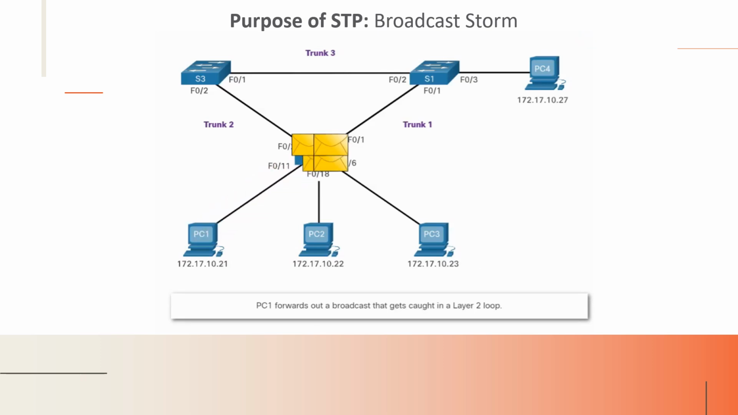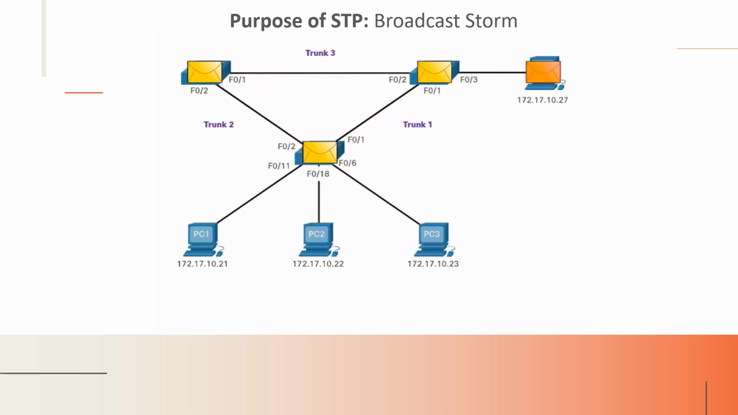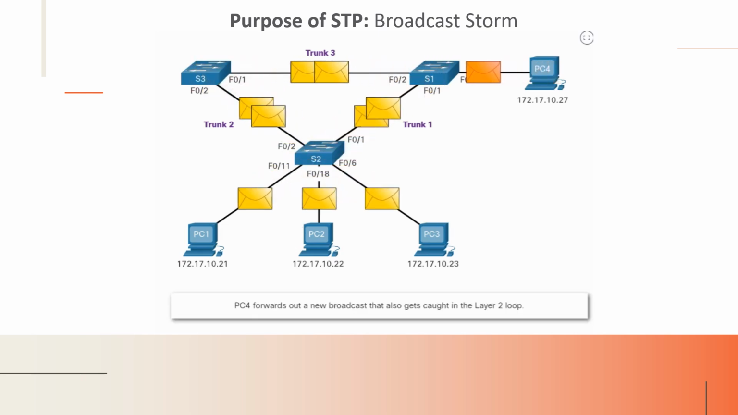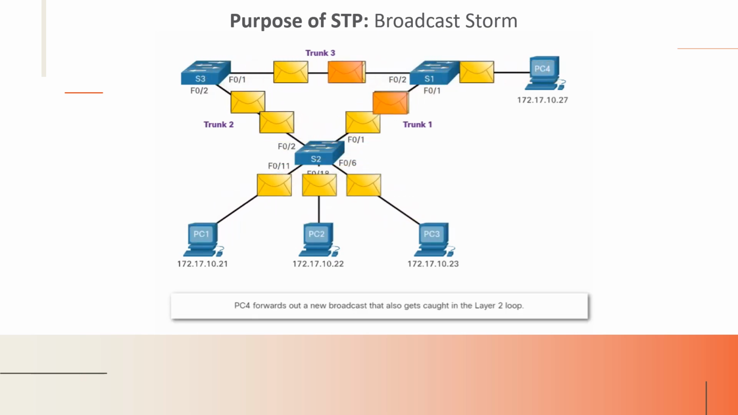So PC1 will forward the broadcast that gets caught in a layer 2 loop. It's what we explained before. And look what will happen.